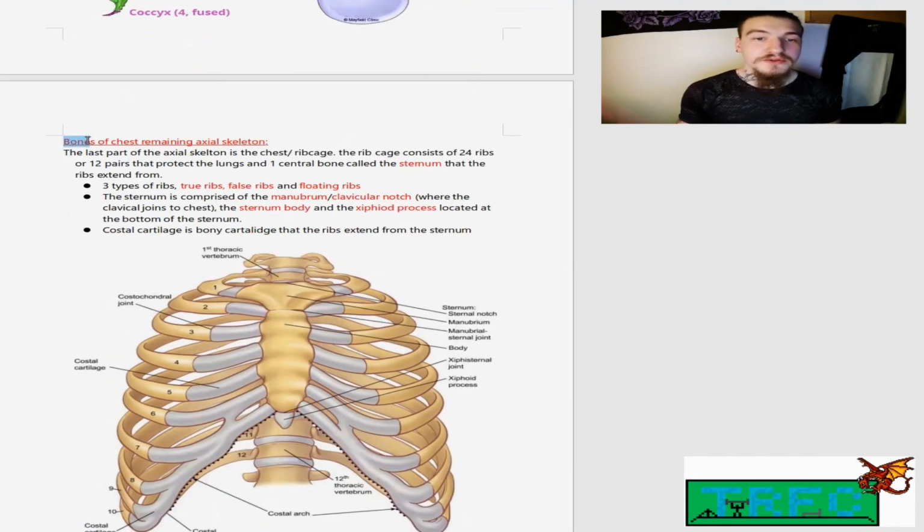So we're now going to move on to the bones of the chest. This is the remaining axial skeleton. So the last part of the axial skeleton is the chest/rib cage. The rib cage consists of 24 ribs or 12 pairs that protect the lungs, and one central bone called the sternum, and the ribs that extend from it. So there are 3 types of ribs: the true ribs, the false ribs, and the floating ribs.